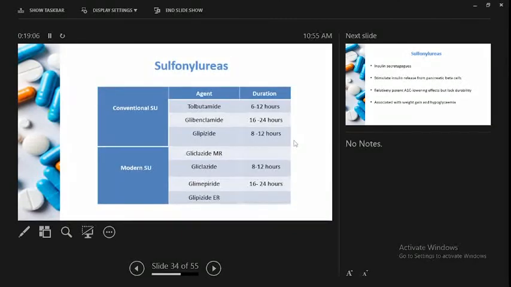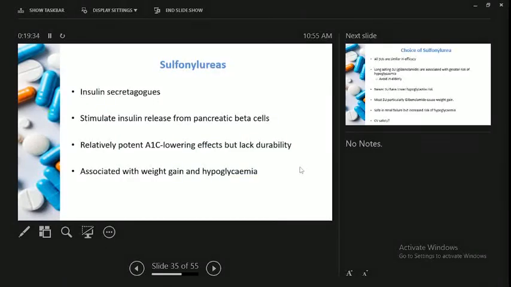So let's look at the sulfonylureas. There are conventional sulfonylureas and the modern sulfonylureas. The conventional sulfonylureas like glibenclamide, I think many of us are not using. I think none of the endocrinologists are prescribing, but there are some patients who are still on that. You have to be very careful, because drugs like glibenclamide, which has a longer half-life, are likely to cause hypoglycemia, particularly in elderly patients.